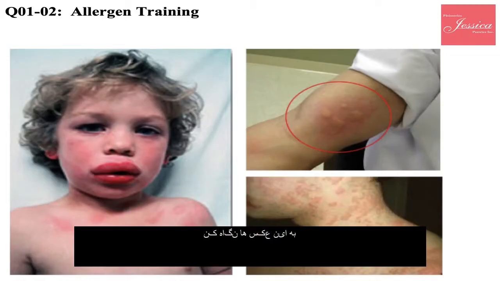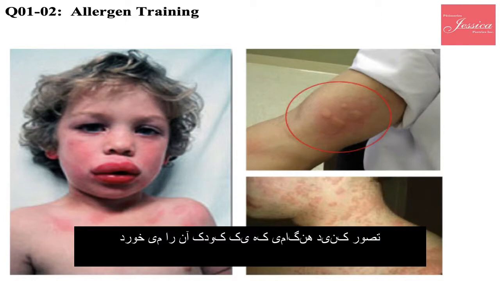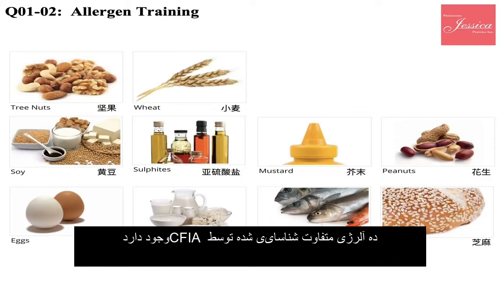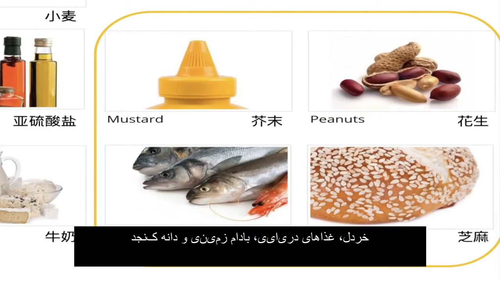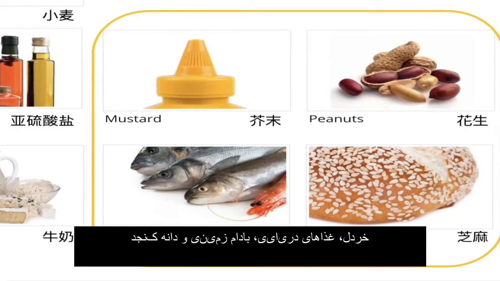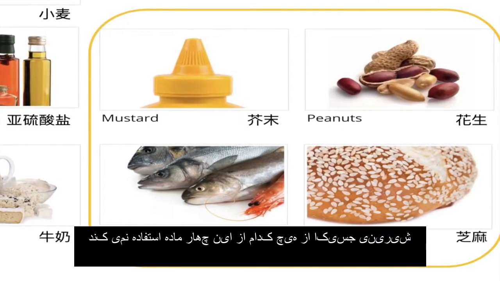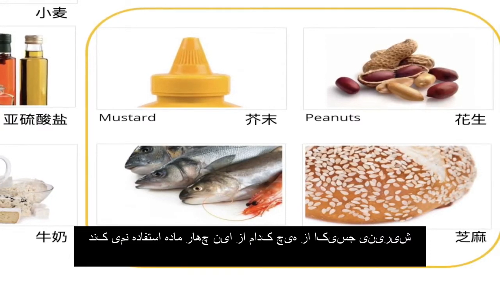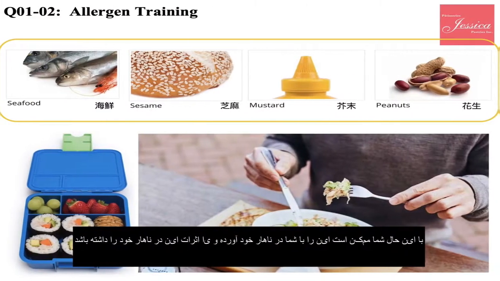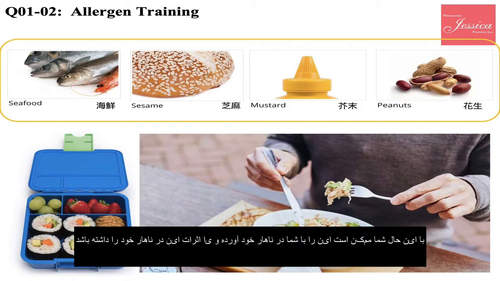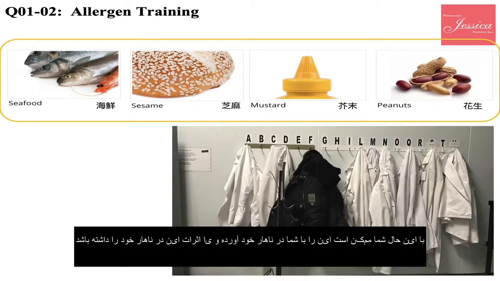Look at these pictures. Imagine when a child eats that. There are 10 most common allergens identified by CFIA. Let's look at these 4 on the right: mustard, peanut, seafood, and sesame. Jessica does not use any of these 4 ingredients. However, you might have brought these with you for your lunch or have traces of these allergens on your clothing.